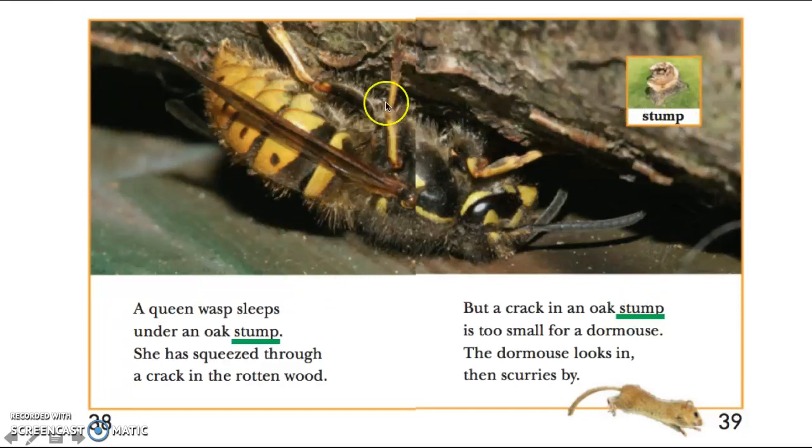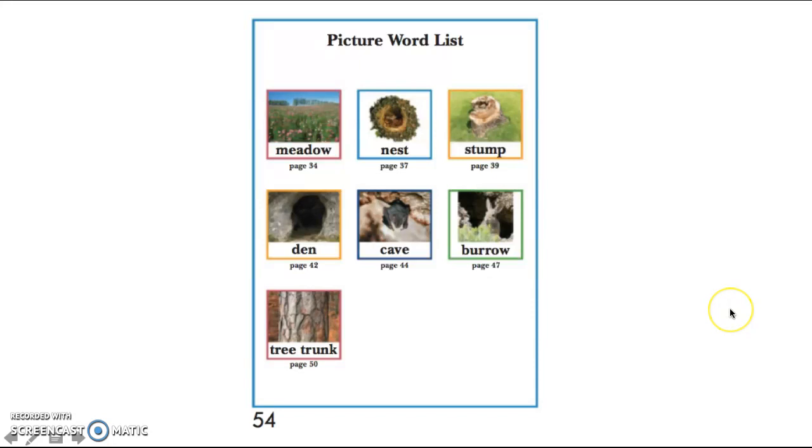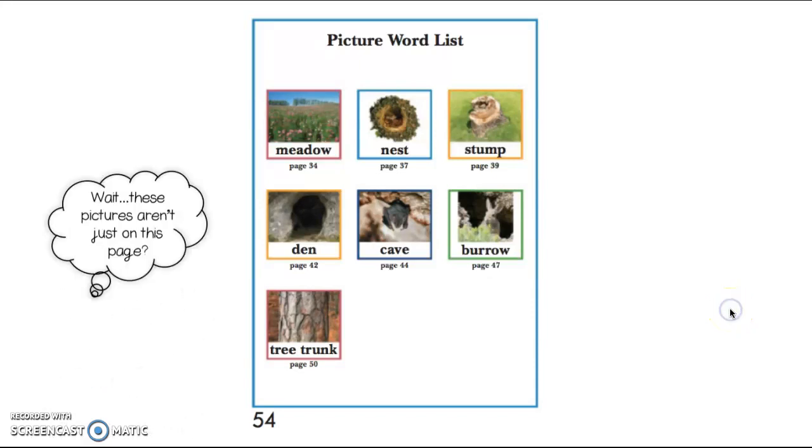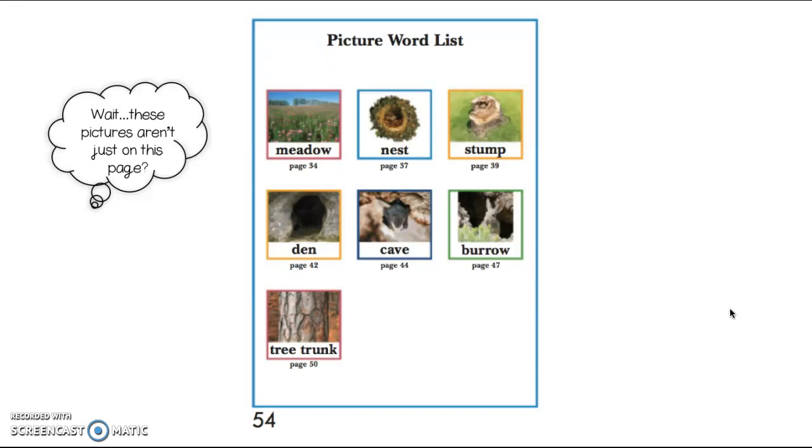All of those working together, and then this big picture, of course, help us to understand what the word stump means. Man, I'm glad they had a little picture there so that we know what to look for. All right, back to our picture word list. What about... Wait. I'm just wondering, these pages aren't all on just this page, right? These little pictures? Is this the only page where we see these little bitty pictures? No, where do we see them?